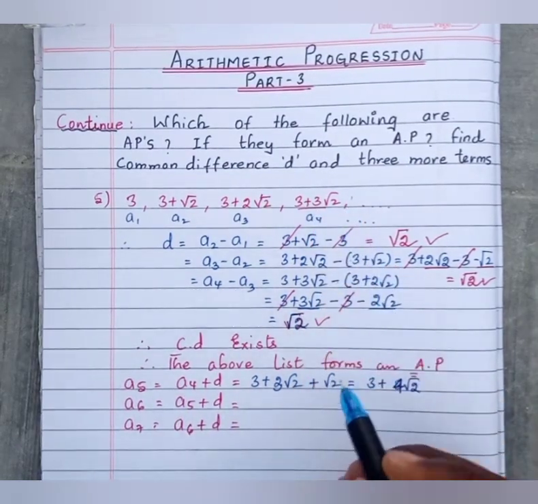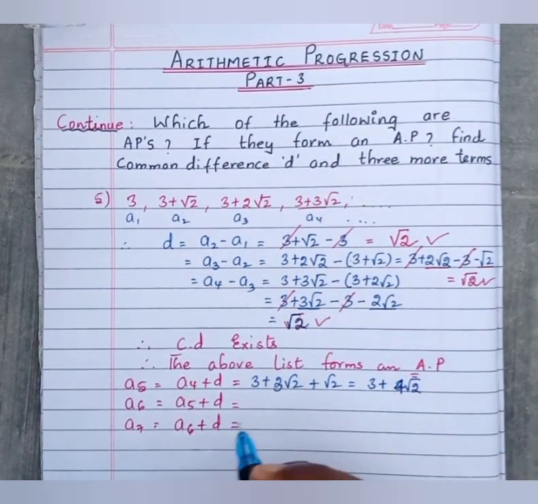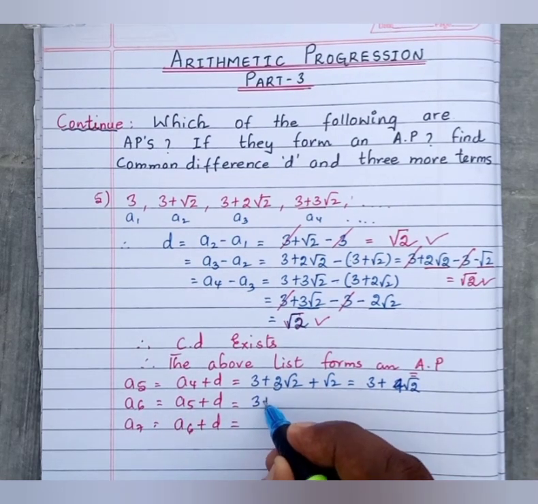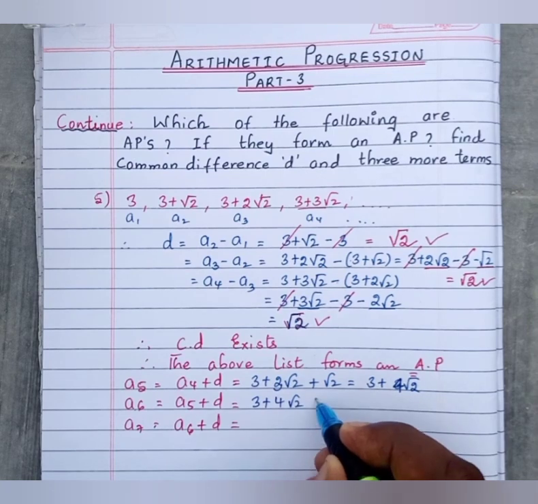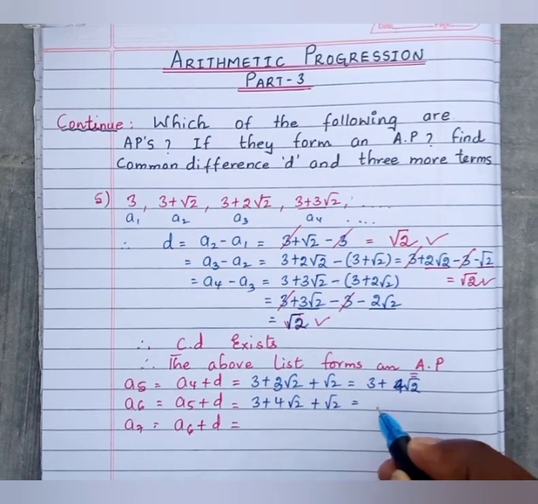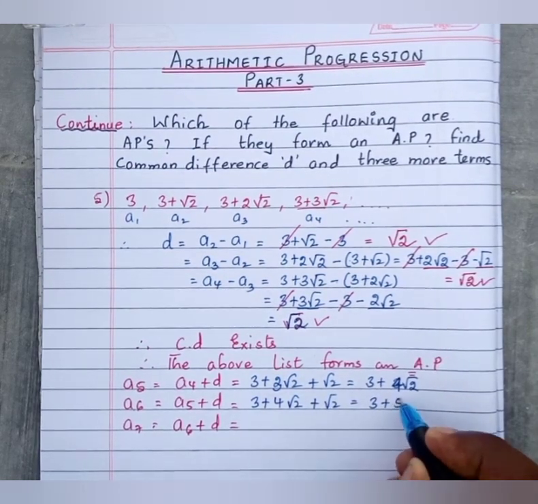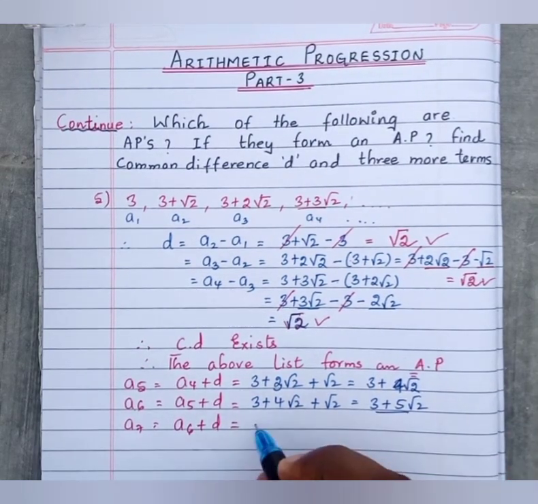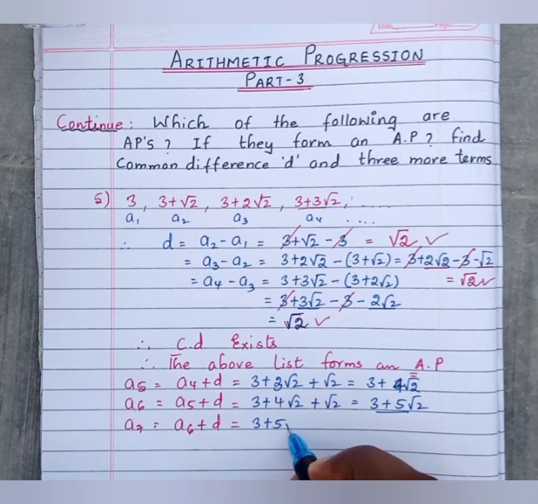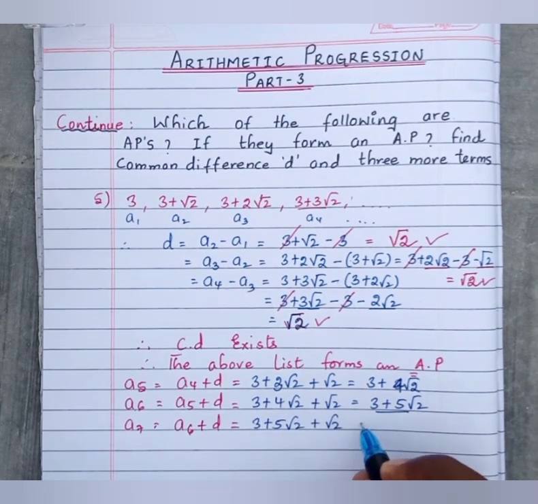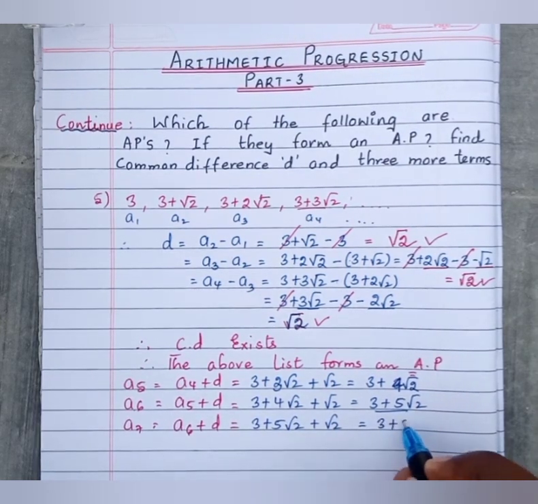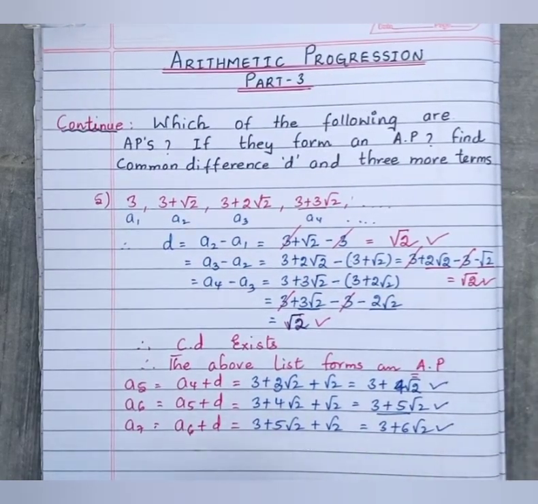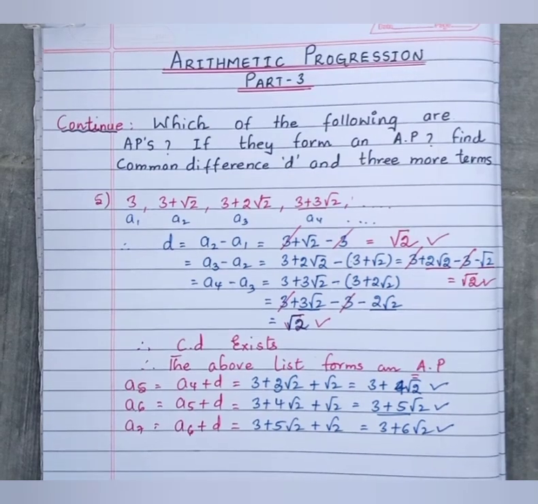In the same way, what is A6? A5 plus D. What is A5? 3 plus 4 root 2. A6 is 3 plus 4 root 2 plus root 2. So what will we get? 3 as it is. Now 4 root 2 plus root 2 is 5 root 2. Now finding A7, that is A6 plus D. What is A6? 3 plus 5 root 2, plus D, which is root 2, will give you 3 plus 6 root 2. These are the required next 3 more terms of the given AP.